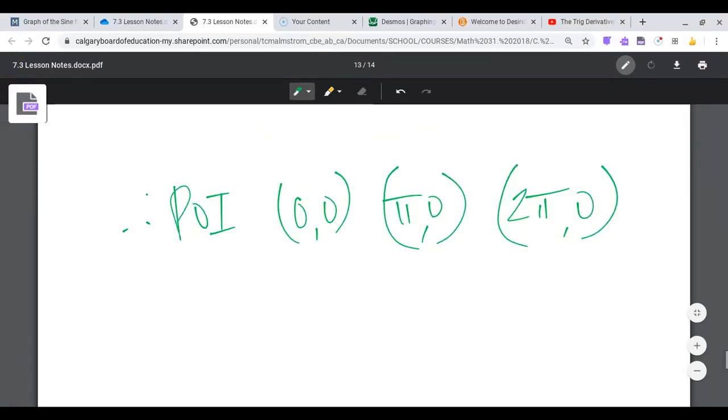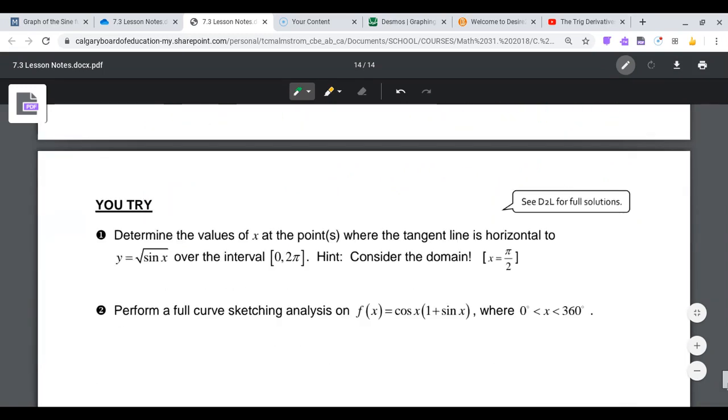Now, if you wish to give a couple of questions on your own a try, there are a couple of U-tries to try, and I will post the full solutions in the D12. So there is even a full curve sketch analysis. See how that goes for you. It would be super fun. There's a product rule. There's a lot of good practice in that question. All right.